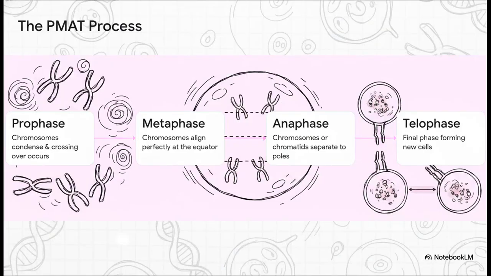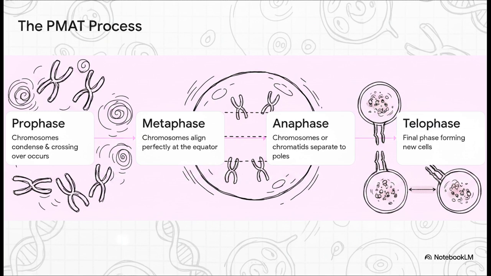Now, to nail this on an exam, I'm going to give you an infallible cheat code. Just remember 4 letters. P, M, A, T. You ready? P is for prophase, or preparation. The chromosomes condense, they become visible, and this is exactly where that crossing over takes place to bring about variation. M is for metaphase, or middle. The chromosomes line up perfectly at the middle, the equator of the cell.